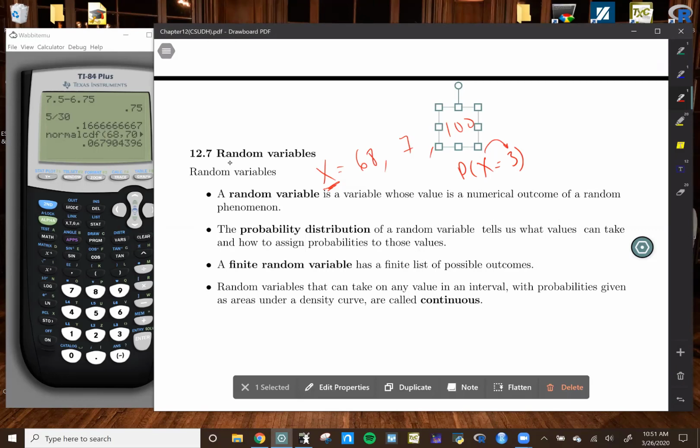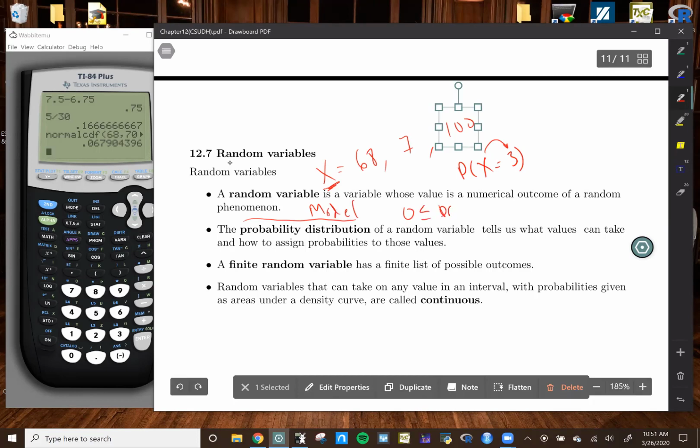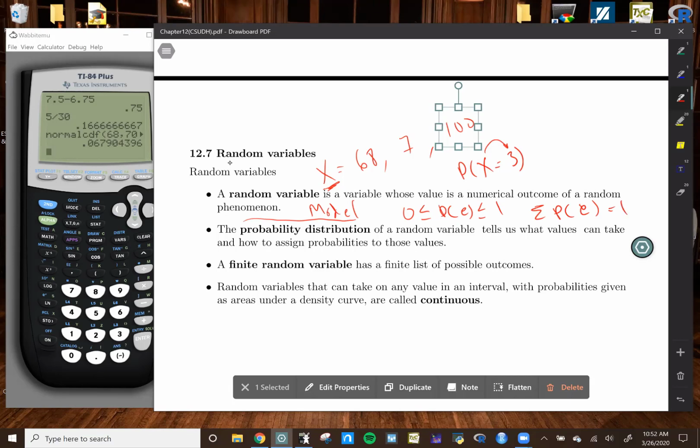And then you have the probability distribution. The probability distribution is just a random variable that tells us which values it can take and how to assign a probability to those values. So the probability distribution is the same thing as saying probability model. If you remember for that one, we checked the two conditions: the probabilities had to be between 0 and 1, and the summation of those probabilities should add up to 1. So when we're talking about probability distribution, we have a table, and that table is listing all of the probabilities for all these different outcomes.